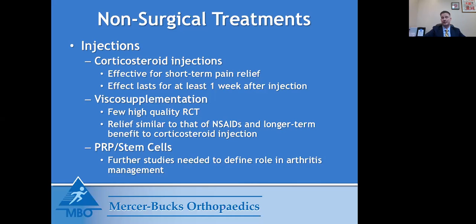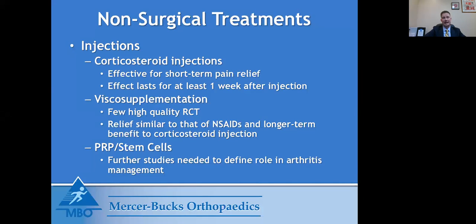Typically, the use of these medicines is limited by, number one, their effectiveness. If they're not providing good pain relief for a long time, then we generally advise not to continue doing them. Sometimes patients will have some side effects, especially diabetics, where their blood sugar can be elevated for a short period of time afterwards.